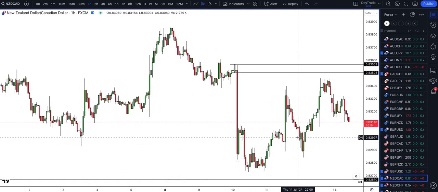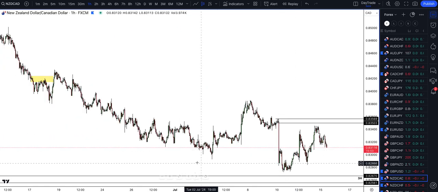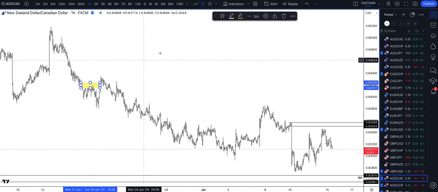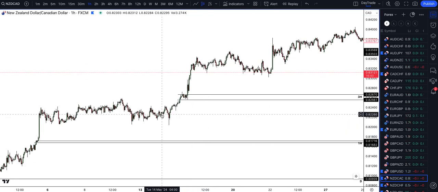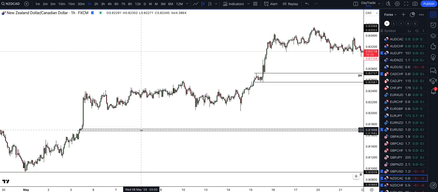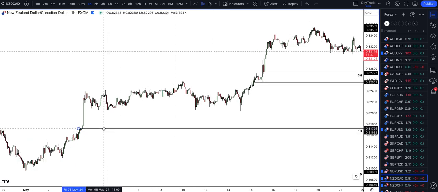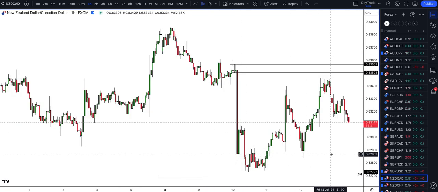NZD CAD, zone above, and then 3-hour zone below, which I think is not one we're going to take because it's already been used. But this one way below is the zone that we want to look at, the hourly zone at 0.81729. That's the zone we'll look at.